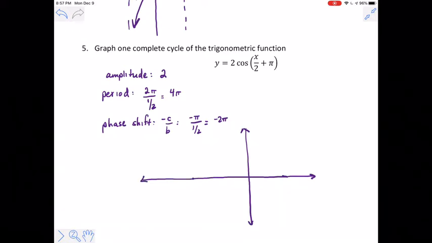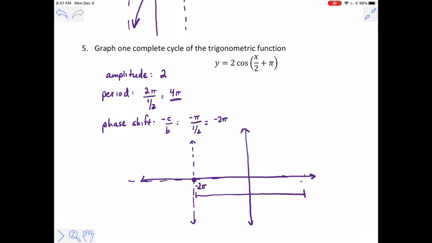So, come over here, for example. I'm going to make this my new 0, 0 right here. So this is negative 2 pi. And then the period is 4 pi, so the distance from here to the end of its cycle needs to be 4 pi. So if I start at negative 2 pi and then end at 2 pi, then that's going to give me a horizontal distance of 4 pi.